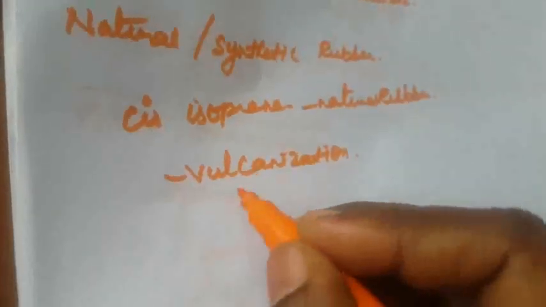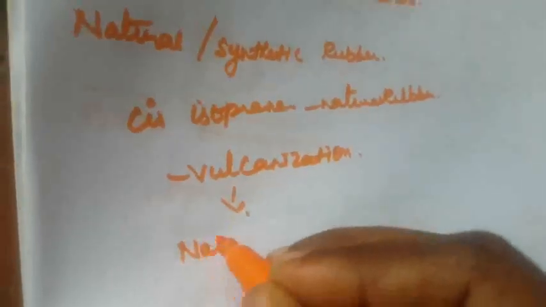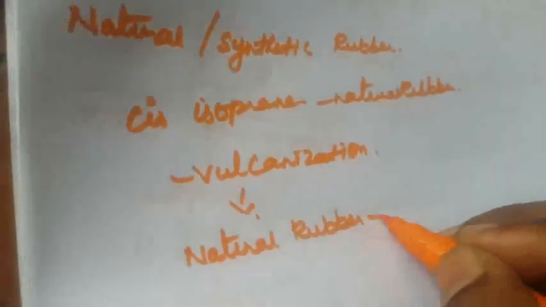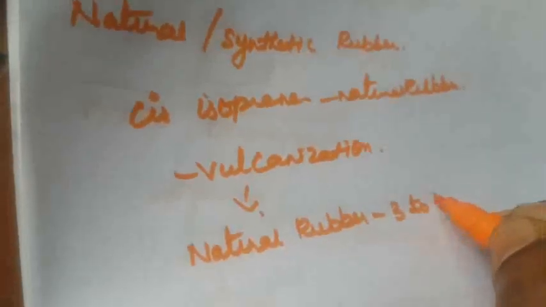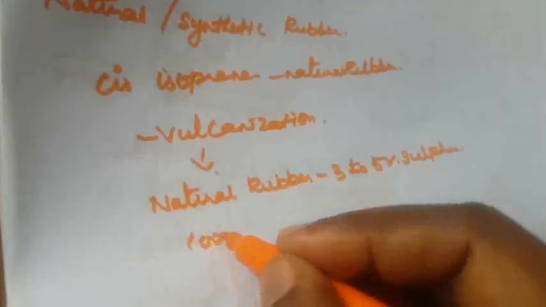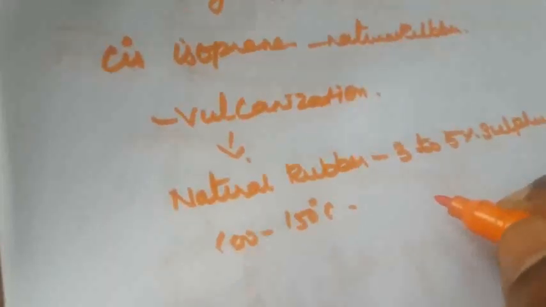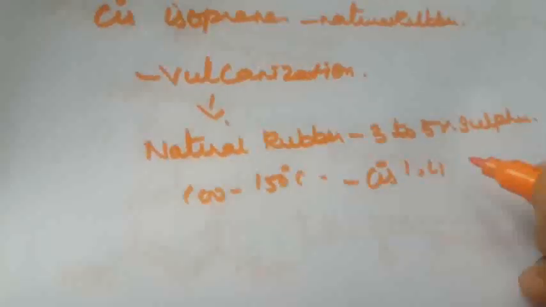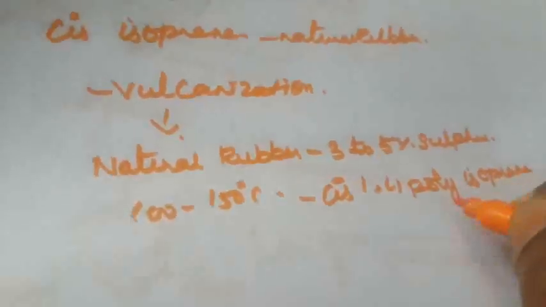So what is meant by vulcanization? Natural rubber is mixed with 3 to 5% of sulfur and heated at 100 to 150 degrees Celsius to form cross-linking between the cis-1,4 polyisoprene chains.